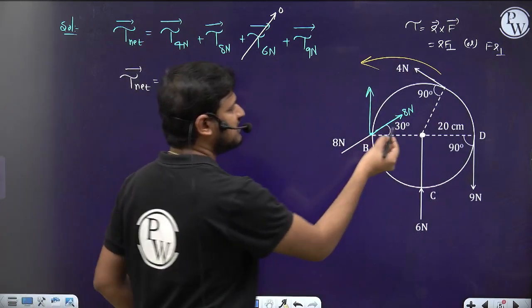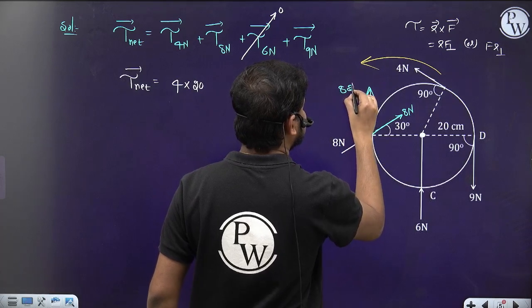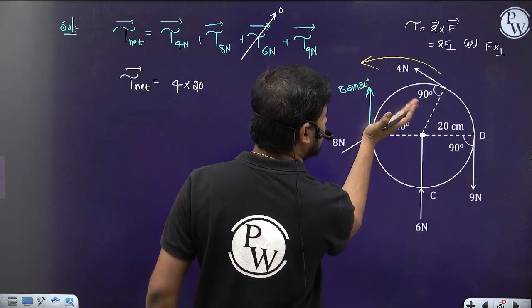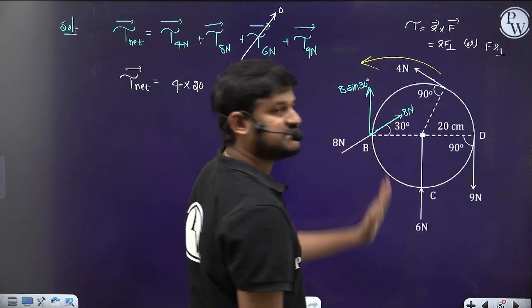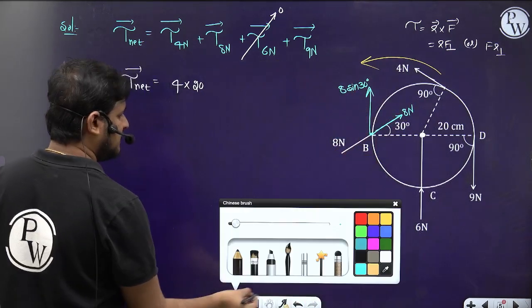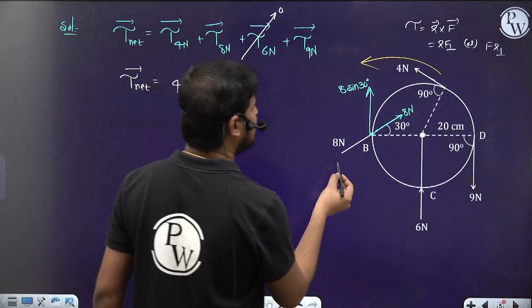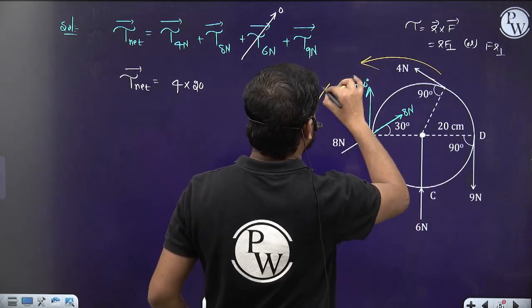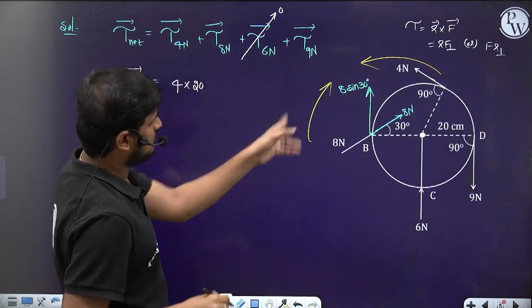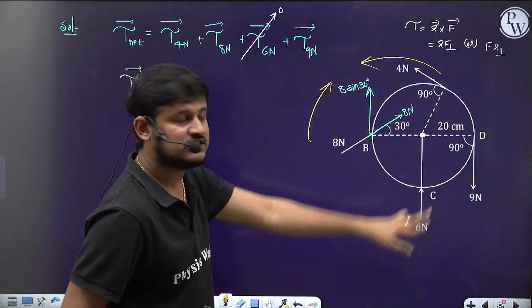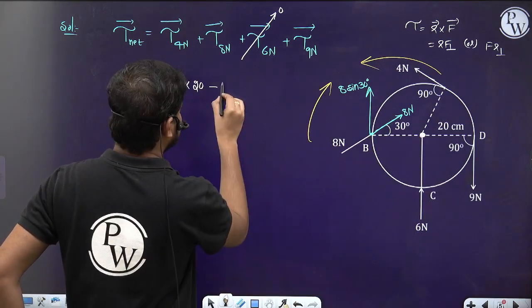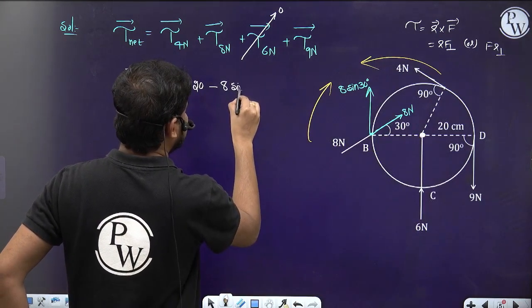So I can say that this will be 8 sine 30. Yes or no? If this angle is 30 degrees, the perpendicular component of this force will be 8 sine 30. The force is acting in this direction, so the torque will be clockwise. So I can write the second one with a minus. What is the perpendicular force? 8 sine 30.